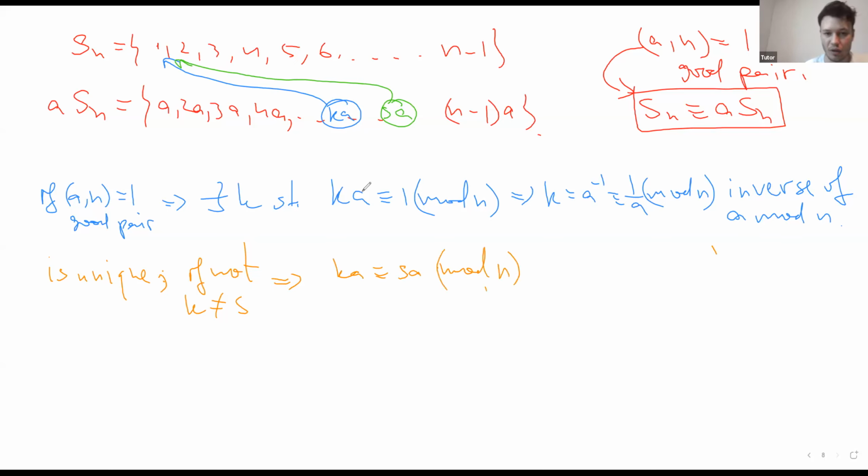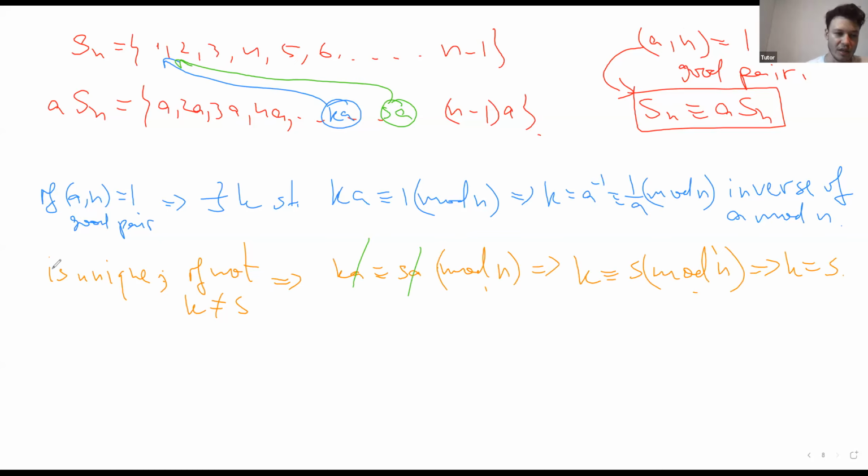But now look at this. I know that I can always simplify A on both sides because A and N are a good pair. So if I simplify A on both sides, I would end up getting that K is congruent with S mod N. So the only option is that K needs to be equal to S, because K and S are numbers from 1 to N minus 1. But we assumed that they're different numbers.